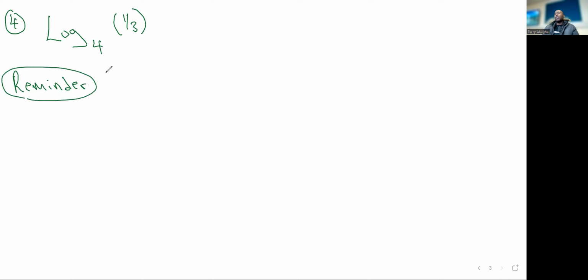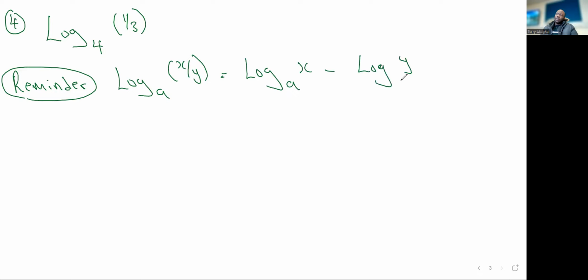Let's assume you're told to solve this: log to base 4 of 1/3. Okay, so let's go. So this is the division law, which is the second law we're going to apply here. So a reminder, please make sure you go back and look at it. The division law, I told you that log to base A of x over y is going to give you log x minus log y to base A. So when you're dividing, you subtract. So we're going to apply it here.